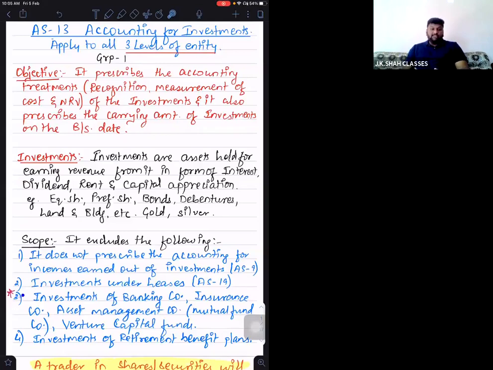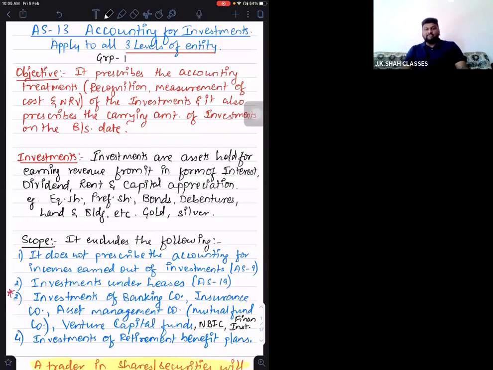Very, very important point. Point number 3, very important. Investments of banking companies, insurance companies, asset management companies, that is the mutual fund companies, venture capital funds, non-banking financial companies, and financial institutions. For these, AS13 is not applicable. Means if you are a bank and you are holding some investments, that is, you might have investment in shares or government securities, whatever it is, you will not follow AS13. Why? Banking Regulation Act and RBI guidelines.